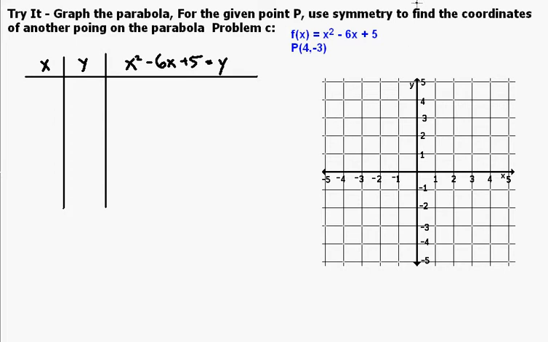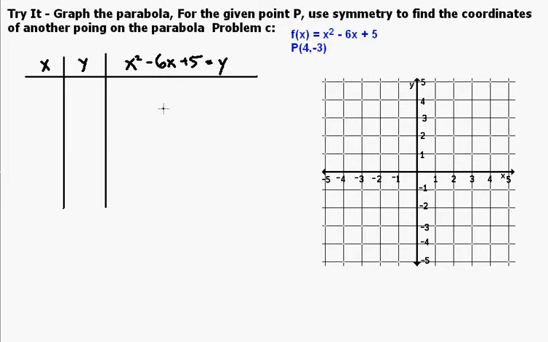Alright, try it. Graph the parabola for the given point P. Use symmetry to find the coordinates of another point on the parabola. So we're going to look at problem C on the try it. The function is x squared minus 6x plus 5. And the point on the parabola that we want to use to find another point is the point with coordinates 4, negative 3.